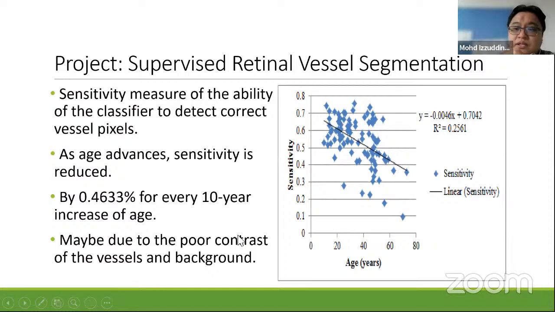Using the gradient, for every 10 years of increase in age, the sensitivity will decrease by 0.4633%. From our observation, maybe it's because of the poor contrast between the vessel and the background. As you get older, we cannot differentiate between your vessel and the fiber artifacts from your retina. So that's the problem, I think.